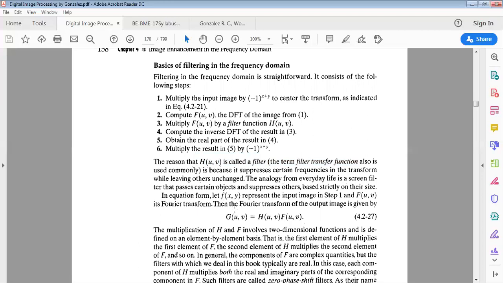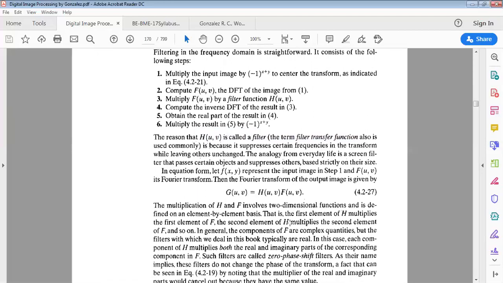So in equation form, let f of xy represent the input image and its Fourier transform be given by F of uv. Then the Fourier transform of the output image is given by G of uv equal to H of uv times F of uv. Here, multiplication of H and F involves two-dimensional functions and is defined on an element by element basis. That means the first element of H multiplies the first element of F, the second element of H multiplies the second element of F, and it goes on.